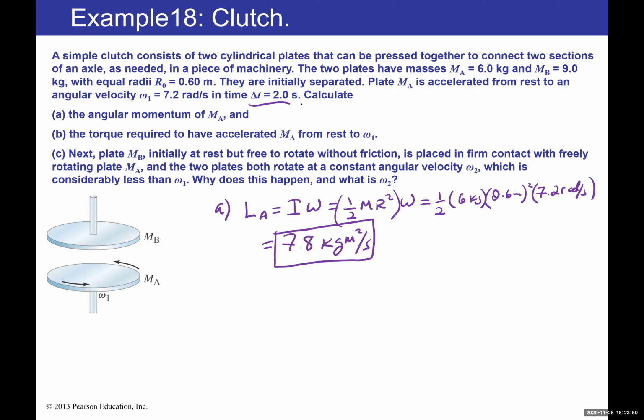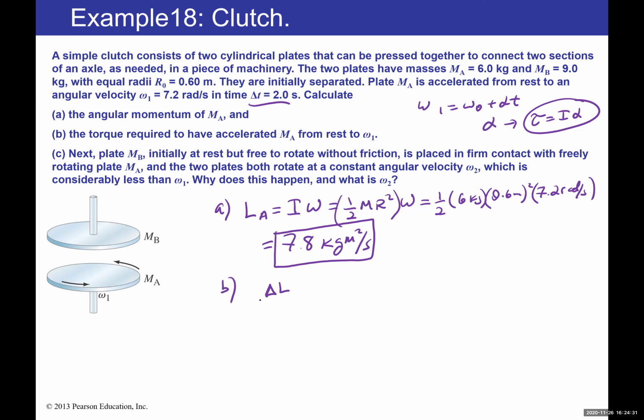Now, for part B, it says, what is the torque required to have accelerated MA from rest to omega 1? That means we want to find the torque. There are two ways I can do that. First, I can find the angular acceleration. Technically, I can say omega 1 equals omega 0 plus alpha times t, solve for alpha, and use torque equals I times alpha. I can do that using the Newtonian rotational dynamics. But we now know a different way.